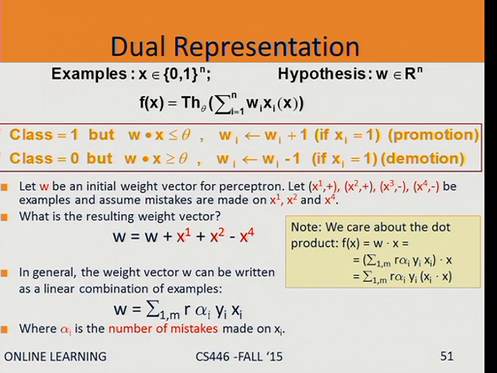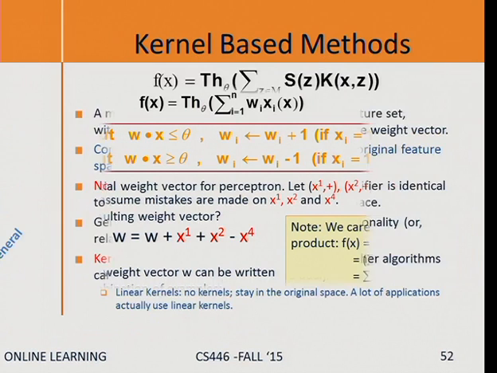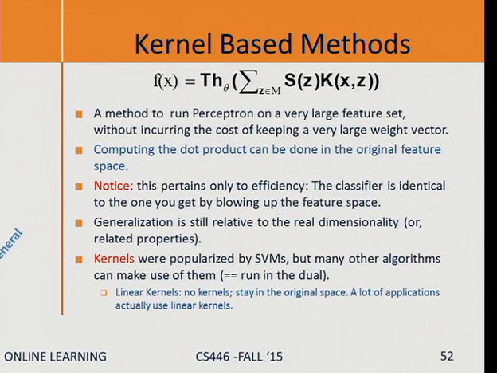When I want to predict on X, this representation says what you have to do is dot product it with xi over all xi's on which you made mistakes. That's essentially what it says, right? Okay, so now what are we going to do? We're going to run this perceptron this way, and we're going to develop a method that allows us to do this over a very large feature space, where the key idea is that computing this dot product is not going to cost us the dimensionality, but rather we're going to do it in the original feature space.